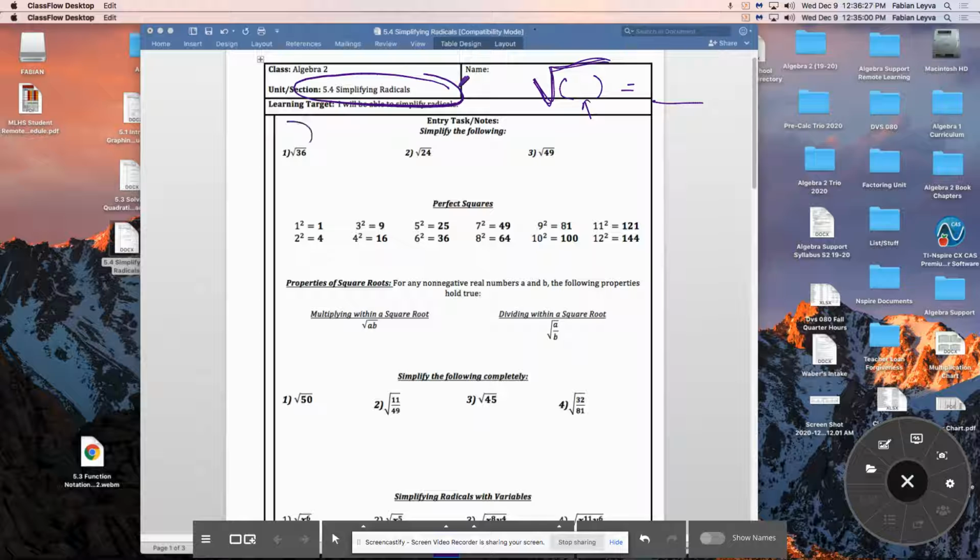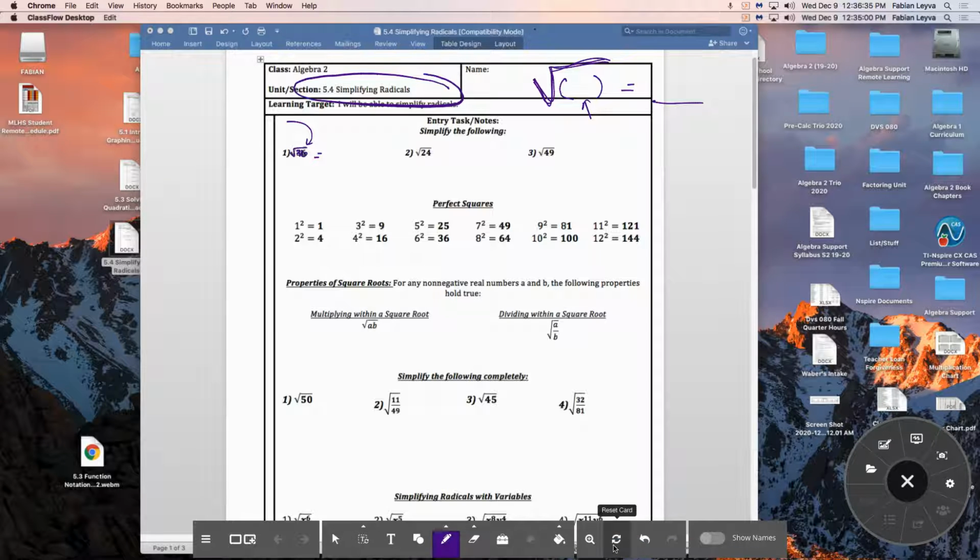So let's look at this first one here. I have the square root of 36, aka I want you to come up with a number that multiplies itself to 36. And what multiplies itself to equal 36? That answer would be 6. So the square root of 36 is 6. Not the square root of 6, but 6, because 6 times 6, 6 times itself, equals 36.